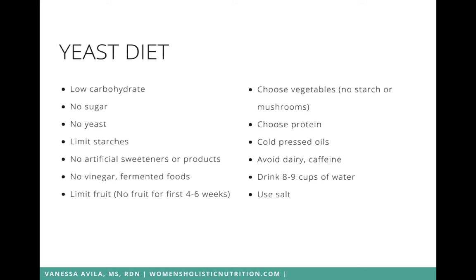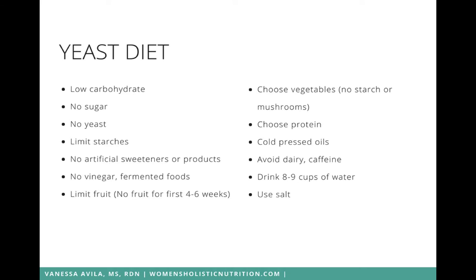So yeast spreads, we want to try to avoid them. We're going to limit starch. So starch is like your starchy vegetables. So again, your potatoes, corn, peas, that turns into sugar in our body. No artificial sweeteners or products, no vinegars. So if we have a salad, we don't really want to have a balsamic vinaigrette with it because it's fermented and the yeast can feed off of it.